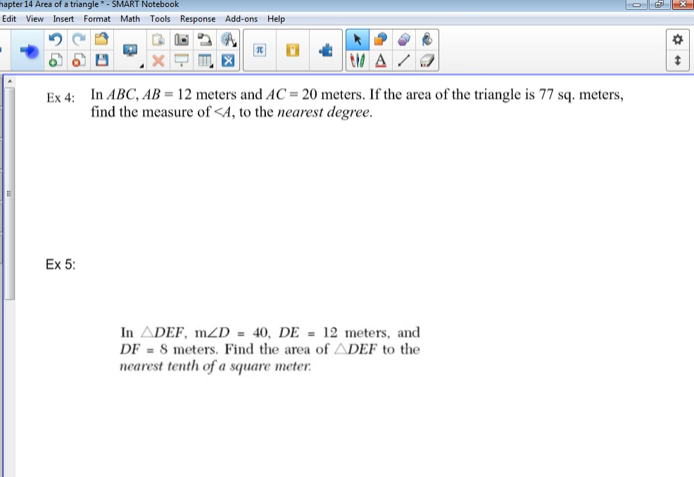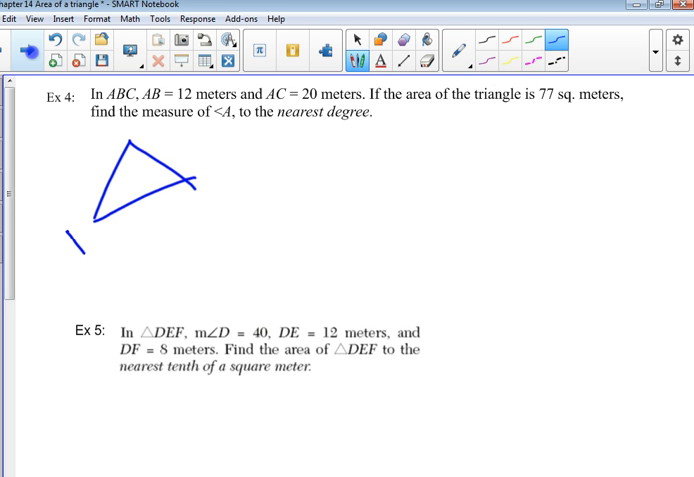Let's try example 4. This is a good one. A little bit different. So in triangle ABC, it doesn't have to be great looking, but you just want a visual. AD is 12. Now this one looks a little bit different. Do you guys know what that means when they're together? The segment, good. So AD is 12, AC is 20. Now, oh wait, the area is 77. Find the measure of angle A.